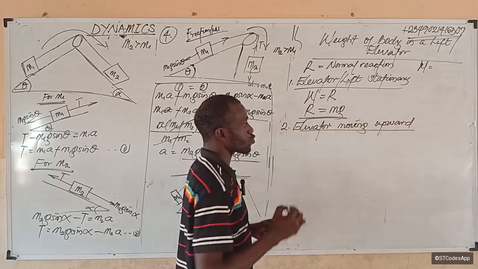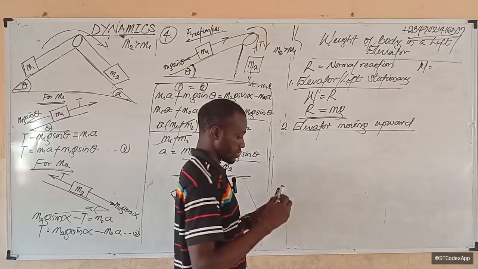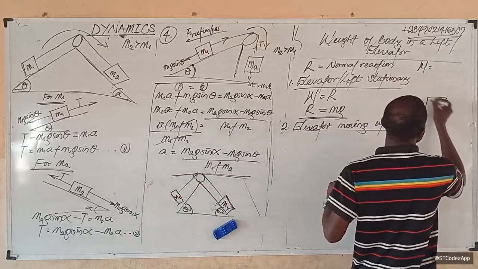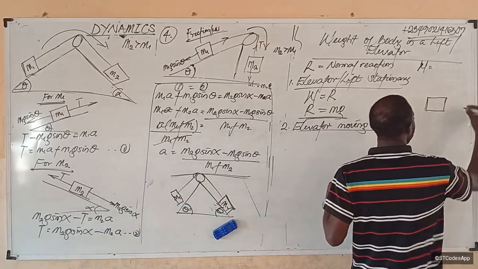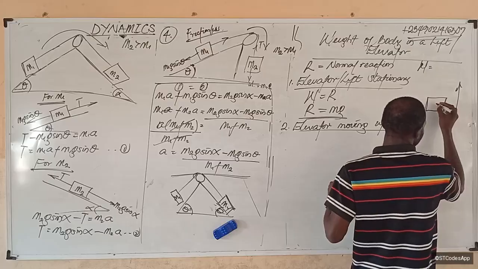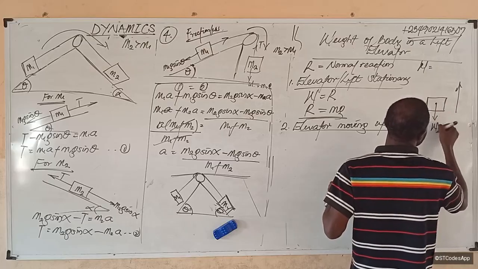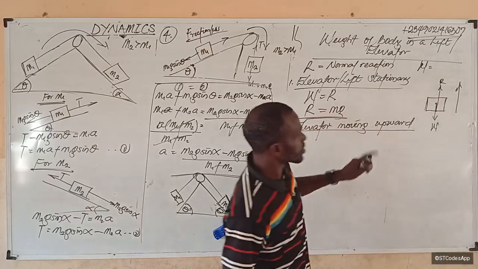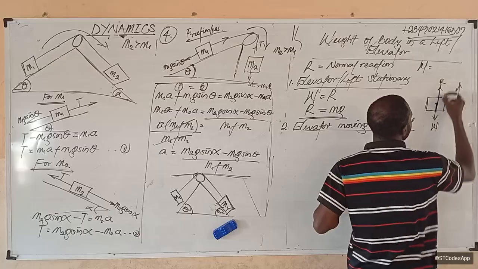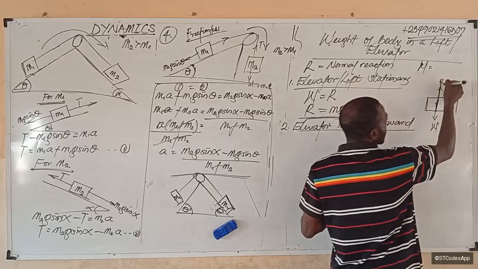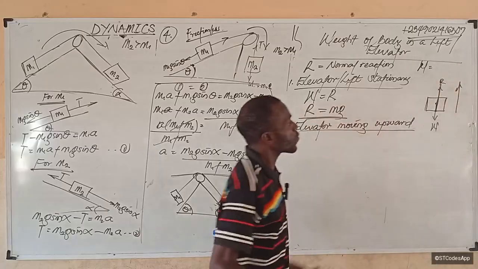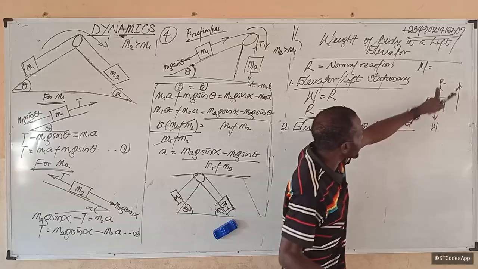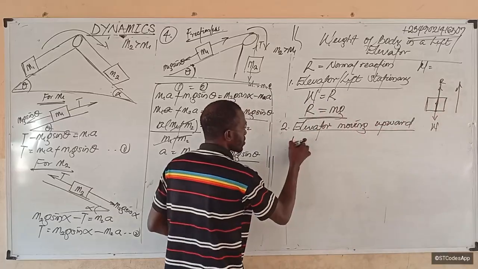Now, in this case 2, when the elevator is moving upward, upward is the direction of motion. Remember, this is the body, for example. Now, for this body, the free bodies include the weight and the normal reaction. The normal reaction acts on the same line. Normal reaction is upward. So, which of these is in the direction of motion? Normal reaction is in the direction of motion, so it will be positive, R.